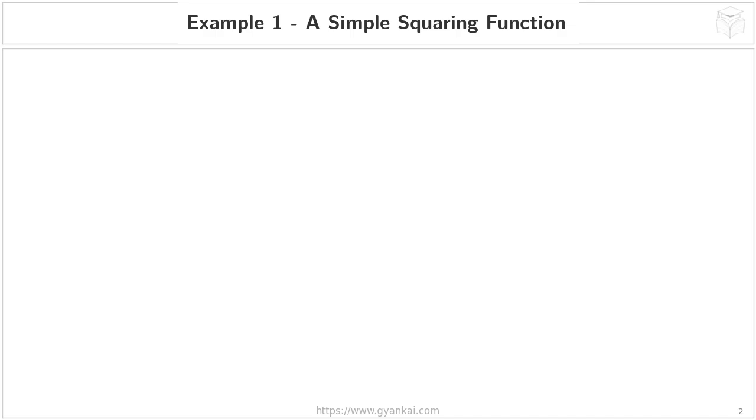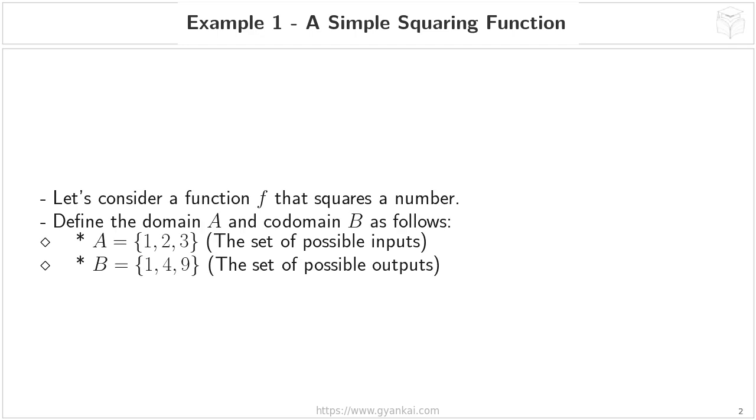Example 1, a simple squaring function. So let's move on to our first concrete example of a function. As we discussed in the introduction, a function is a special type of relation, and it must have a clear rule assigning one, and only one, output for each input. Now let's consider a function we'll call f that simply squares a number. So, it takes a number and multiplies it by itself.